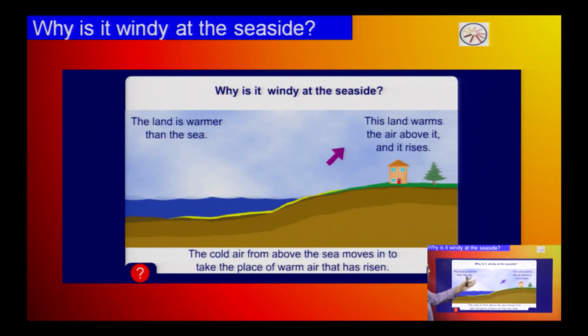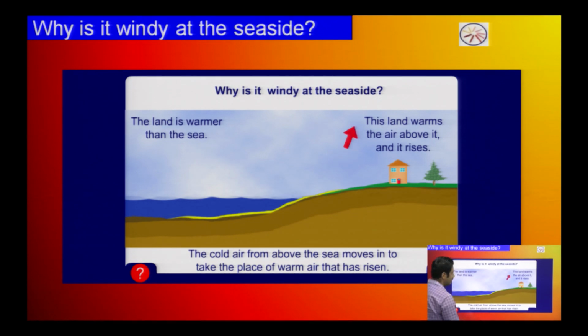The same thing as I have already told you. Why is it windy at the seaside? See, the land is warmer than the sea. The cold air from above the sea moves onto the land. Why is it happening? The land is warmer than the sea. This land warms the air above and it rises.